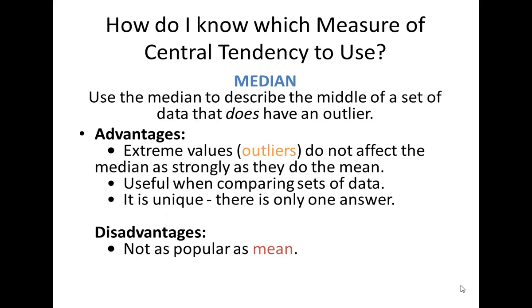Use the median to describe the middle of a set of data that does have an outlier. The advantages to using median are that extreme values or outliers do not affect the median as strongly as they do the mean. The median can be useful when comparing sets of data, and it is unique. There is only one answer. A disadvantage to using median is that it just isn't used as much as mean is. You may want to pause the video and record this information in your notes.